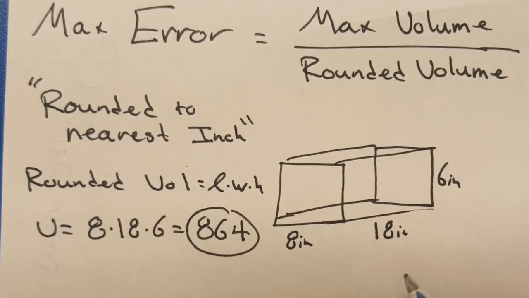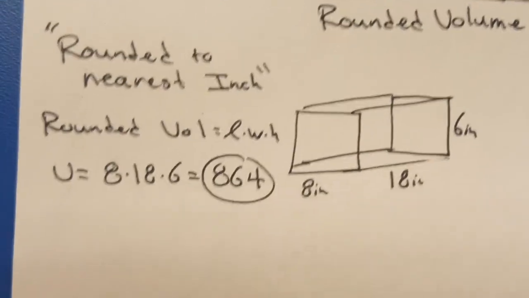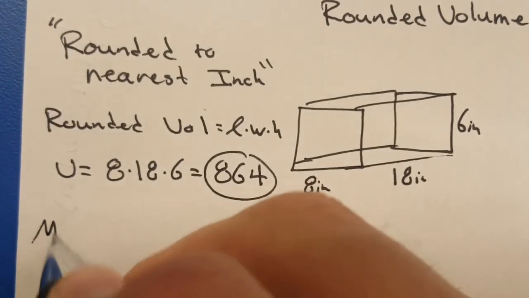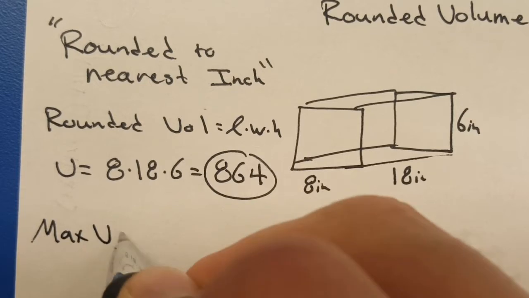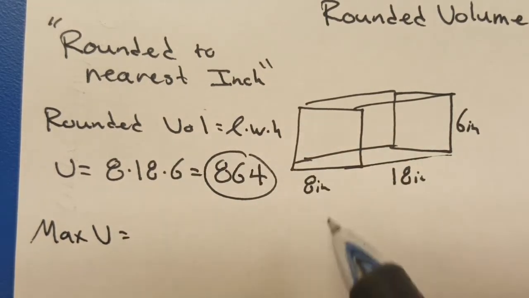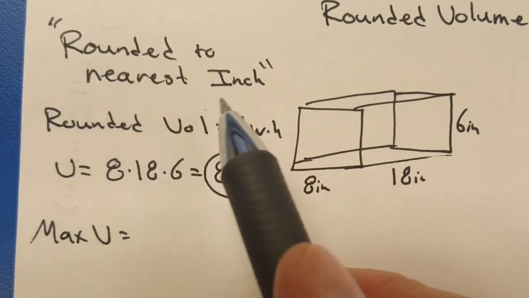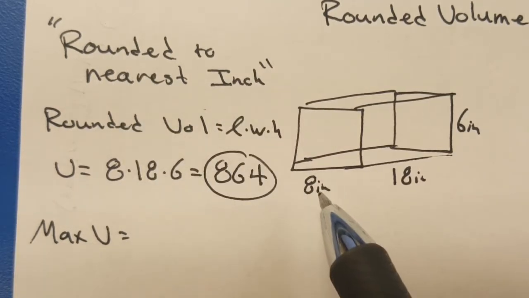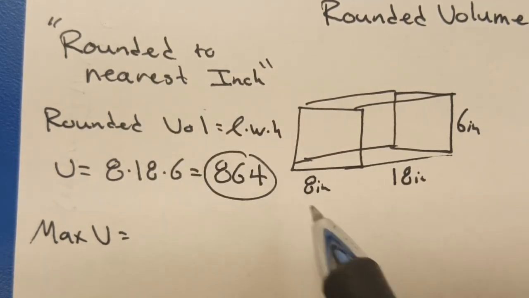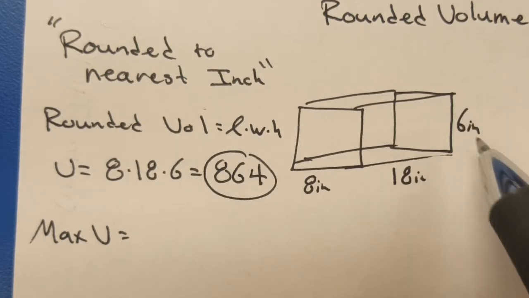So let's see what the worst we could have done is. Again, these were all rounded. So what's the worst possible case scenario? Well, let's find the max volume. What could it actually be in its maximum capabilities? All you do is add a half inch to all these. Why add a half inch? Because it says rounded to the nearest inch. So the worst you could be off is up and down a half inch, up and down a half inch, up and down a half inch.